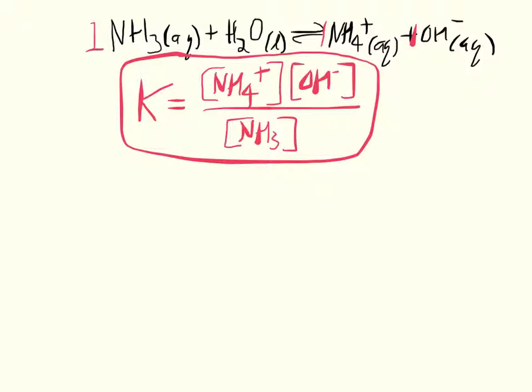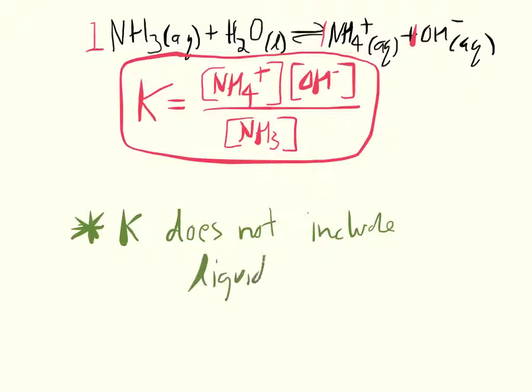Well, if we remember, when we're writing equilibrium expressions, K does not include pure substances. So it does not include liquids or solids. So if liquids and solids ever appear in a reaction, like they do here, that compound is not shown, it does not matter in the equilibrium expression. Okay. Let's look at another example.